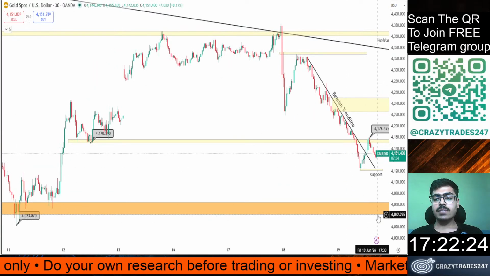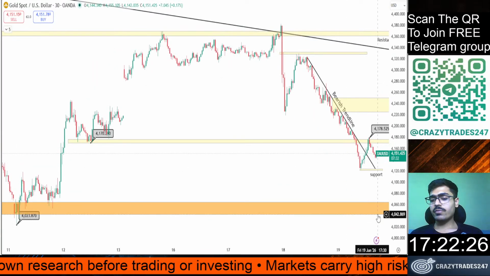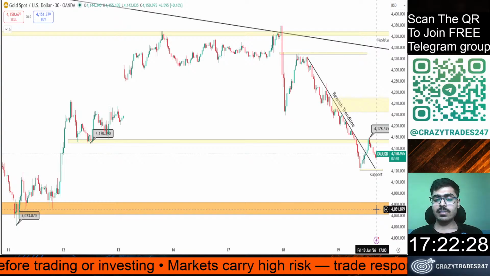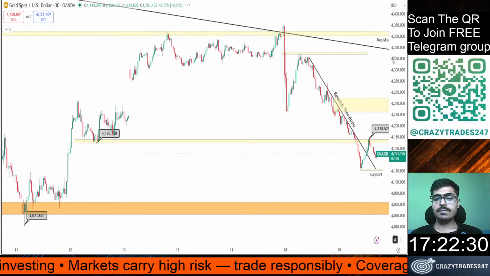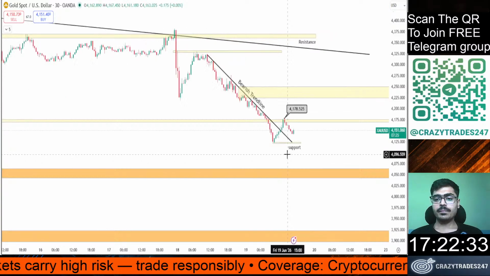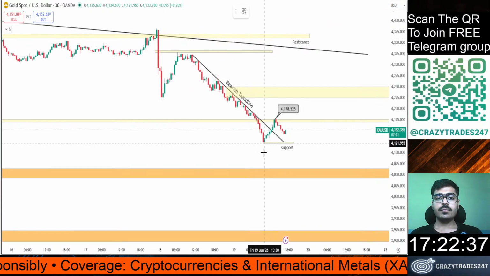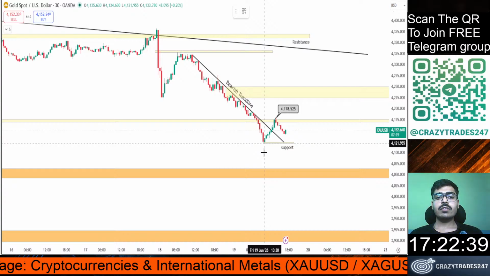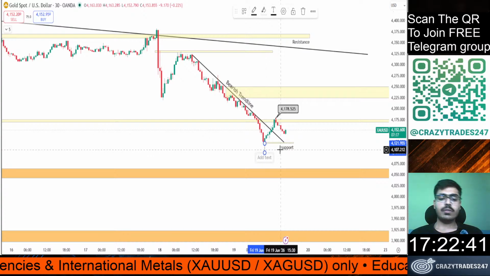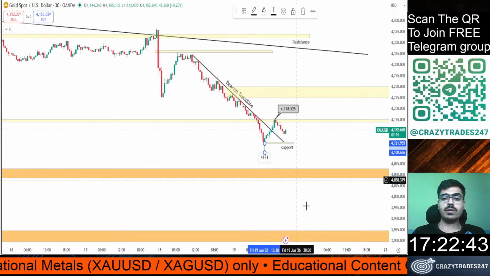Next support is at 4,000 levels, and 4,050 is around the 4,050 level. Next support is 41.22, 41.21, 41.21 is this low.